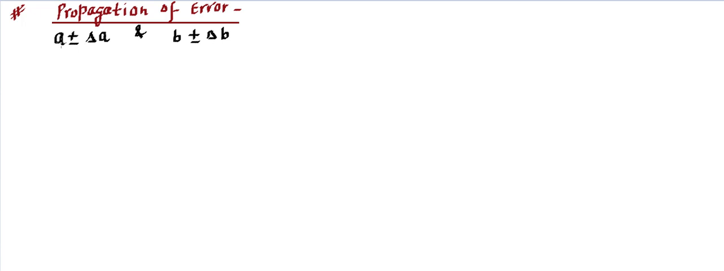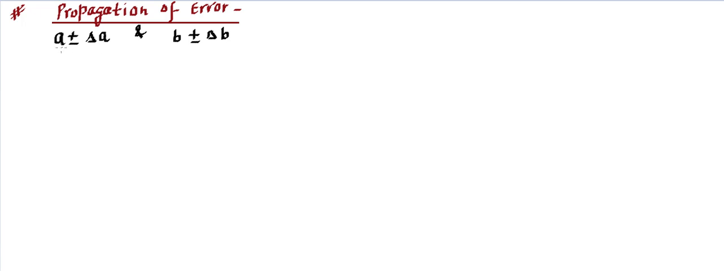So A and B, these are the two physical quantities which have been measured by different experiments. Now if these quantities are undergoing some operations, then these errors are also going to be involved in those operations. How these errors are going to play their role in these mathematical operations, that we are going to discuss in this particular segment.